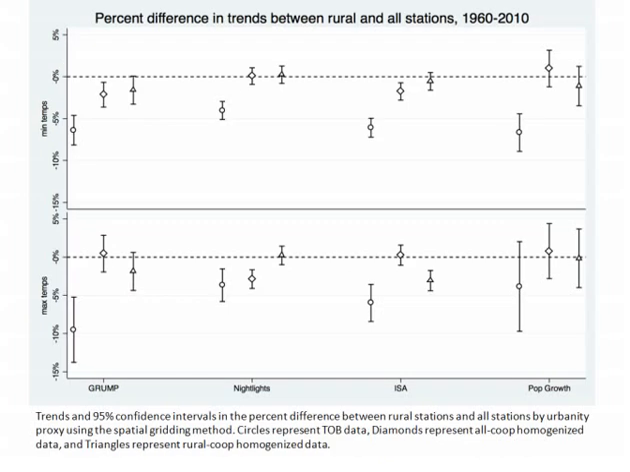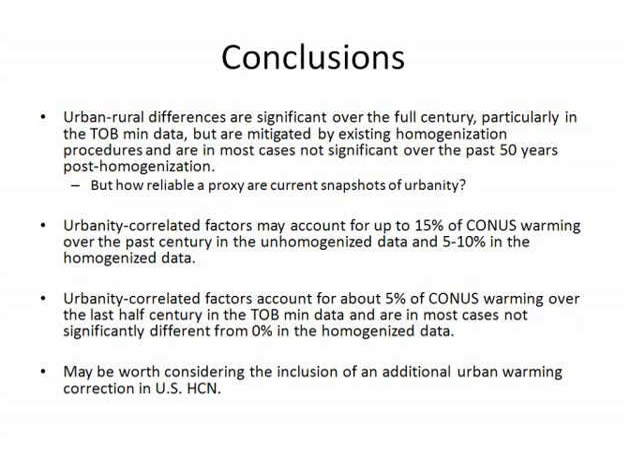Similarly, if we look at the difference in trends between the rural stations and all stations, and again, confidence intervals here are abnormally small, we again see that in most cases they're not statistically significantly different from zero over the last half century. And that was quite interesting to us, that there seems to be a signal that's not being properly removed at the beginning of the century, but seems to be mostly removed near the end of the century.